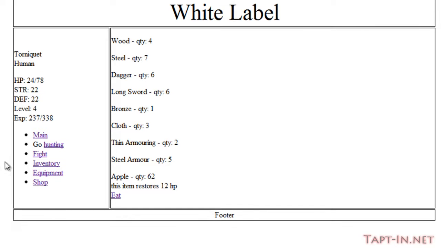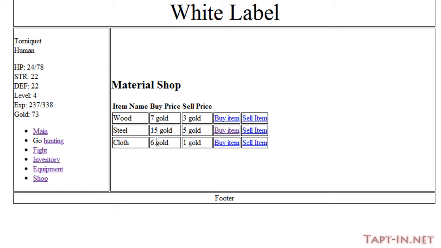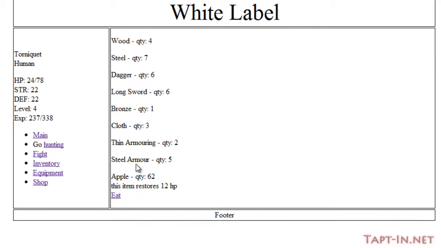So if we come over to the game, we're currently in the inventory. We can see that we've got 1 bronze here. So what we'll do is we'll go in and buy some bronze. So we go to the shop and go to the material shop. I never actually placed the bronze into the material shop. So we'll go back over to the inventory and we'll look at cloth.